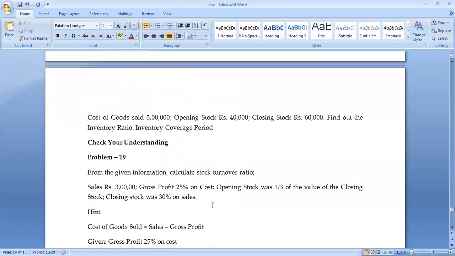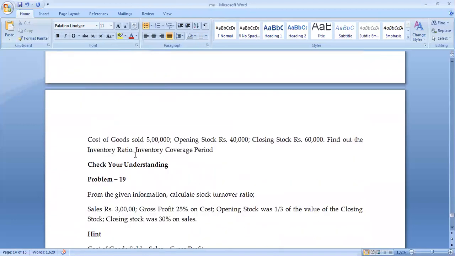Okay. So now in the 18th problem, there is a cost of goods sold of 5 lakhs, opening stock as 40,000, closing stock as 60,000. Find out the inventory ratio and inventory coverage period. Inventory ratio is also nothing but the stock turnover ratio. So find out the cost.